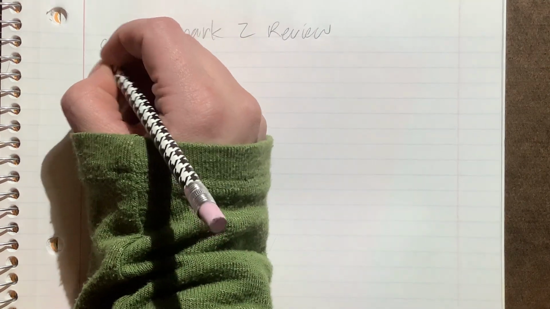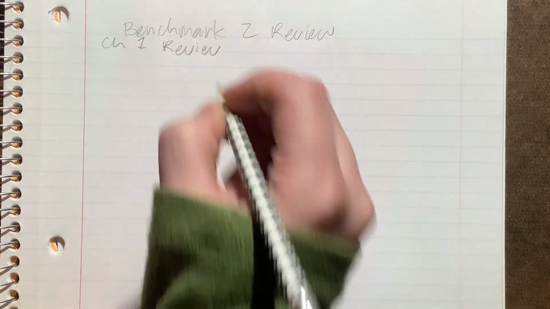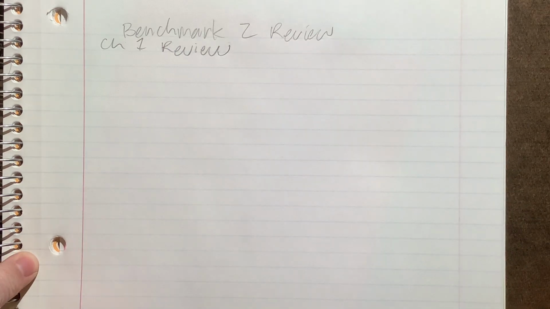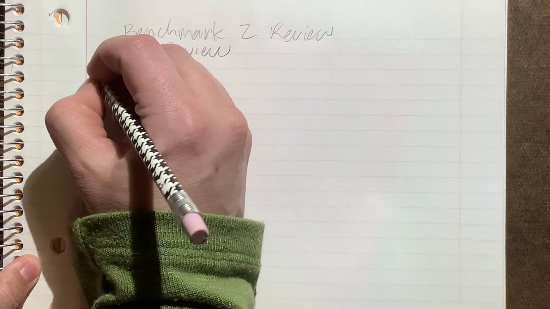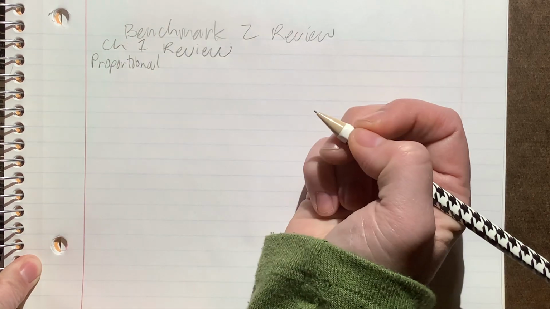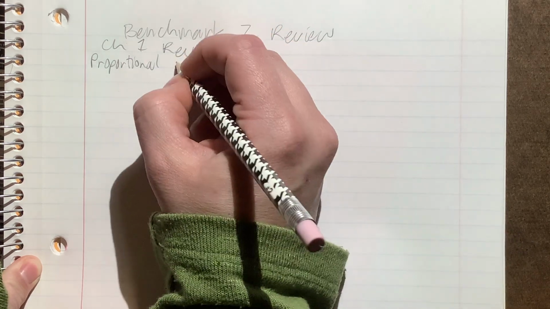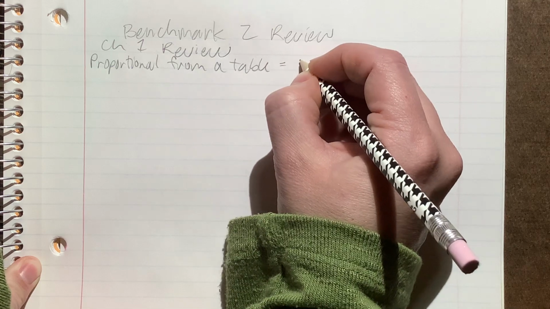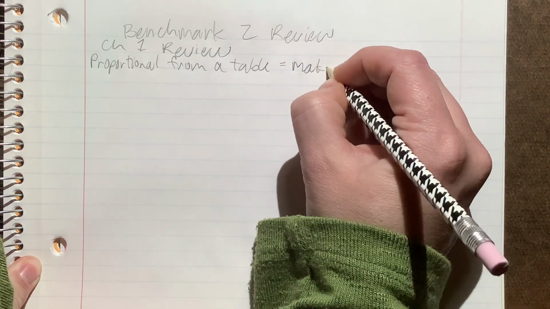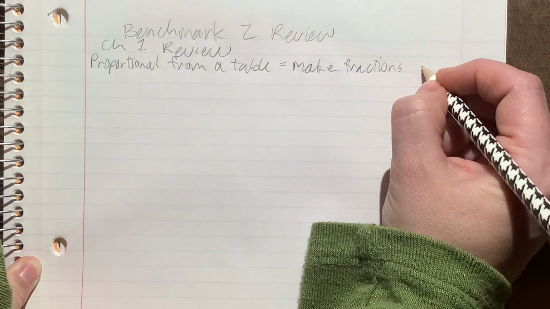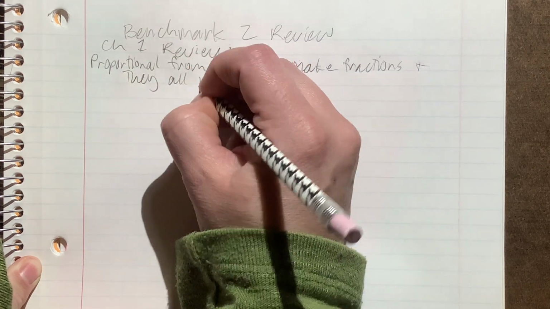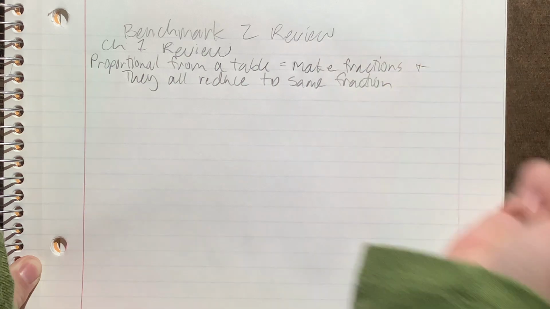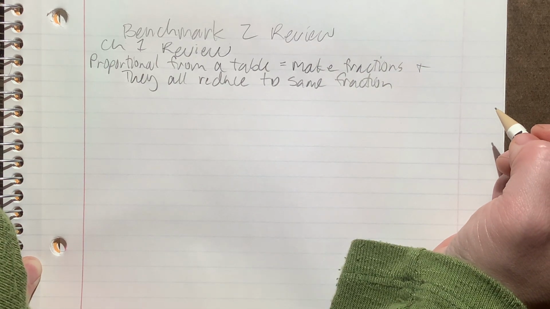All right, so part of our Chapter 1 review, this was ratios and proportions. Okay, so remember, we talked about being proportional. Remember being proportional from a table, because we'll do from a graph in a minute. From a table means you make fractions, make ratios, and they all reduce to the same fraction or decimal. They'll reduce down to the same fraction or decimal if you're changing them to a decimal.